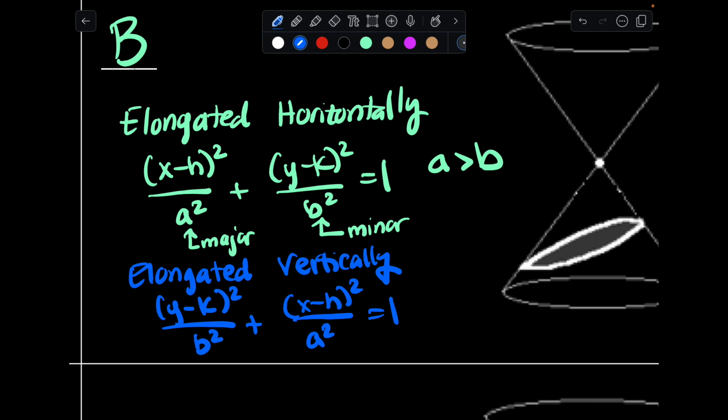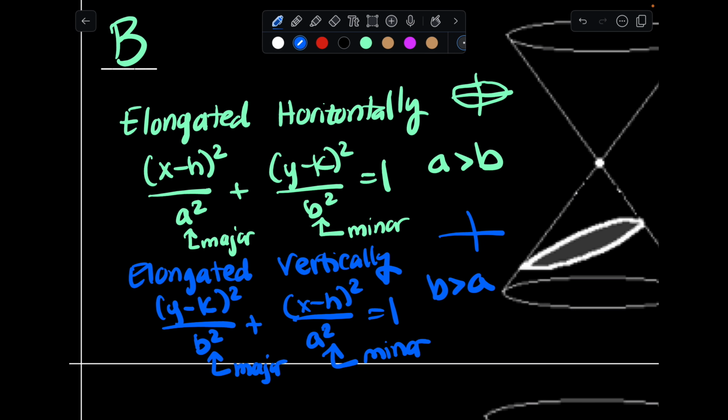So what if your b was greater than your a? Then that means your b would be your major axis and your a would be your minor axis. So when we plot these, an ellipse that's elongated horizontally will look like this. And an ellipse that is elongated vertically will look like this.